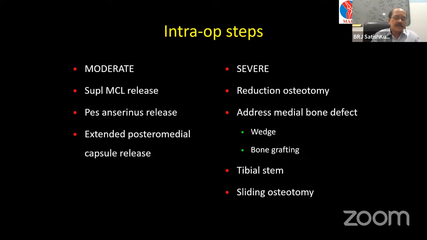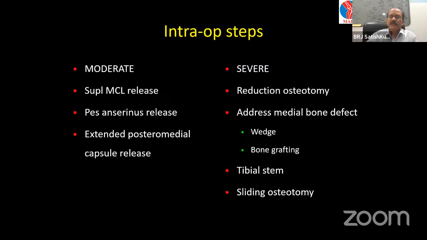In moderate deformities, where the angle is more than 10 degrees and around 20 to 25 degrees, we can call this moderate. And severe is more than 25 degrees. So in moderate deformities, after releasing the deep MCL, we may have to release the superficial MCL also. Sometimes we have to release the pes anserinus, and sometimes we require an extended posteromedial capsule release. And the same for severe.